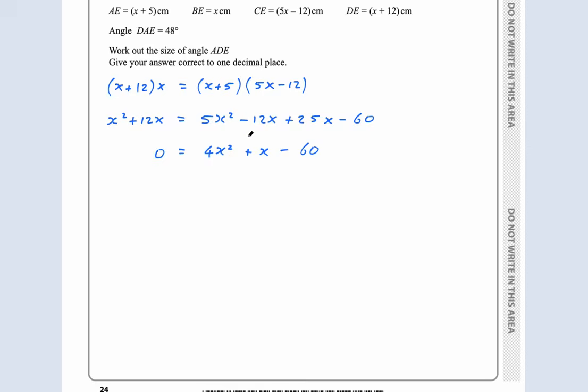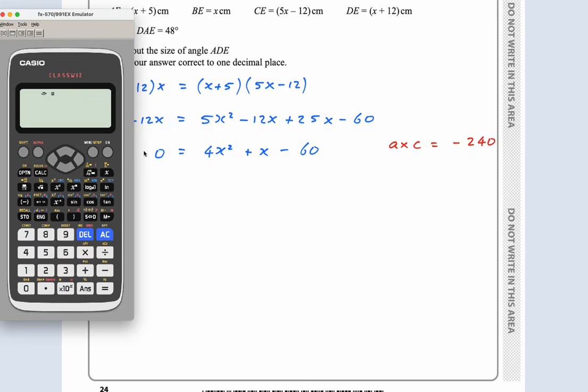And then this becomes, guys, if I've just done one of these in the previous question, I do a times c, which is 4 times minus 60, which is negative 240. Okay, and I need to find what factors of negative 240 give me 1. So I'm definitely looking for two numbers right beside each other. So let me just think of what are the factors of 240.